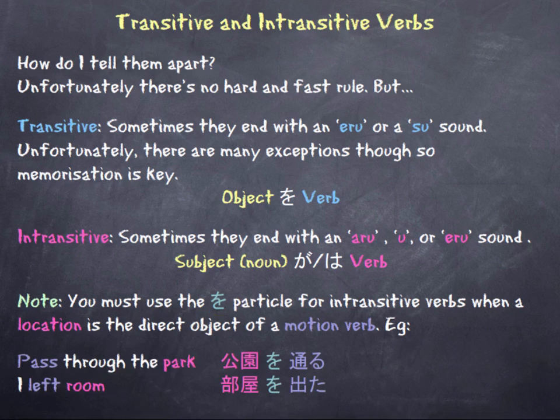公園を通る, or I left the room. 部屋を出た. So in these two examples, we can see here that our location is marked in pink. In the first example, we have a park, and in the second example, we have the room. And our motion verb is marked here in purple, and we can see in between the two we have the particle o, even though the verb on the end is an intransitive verb.